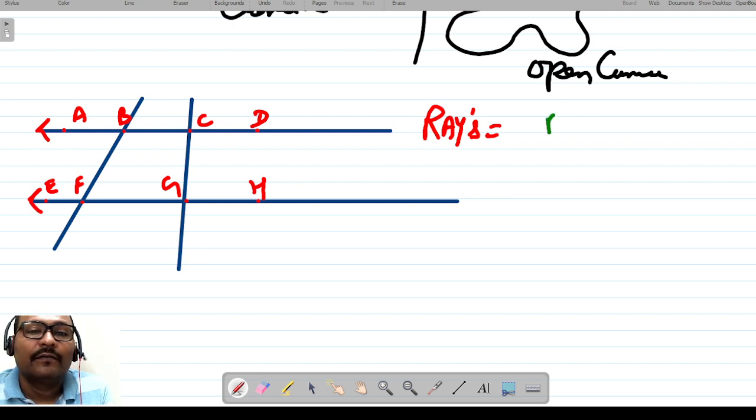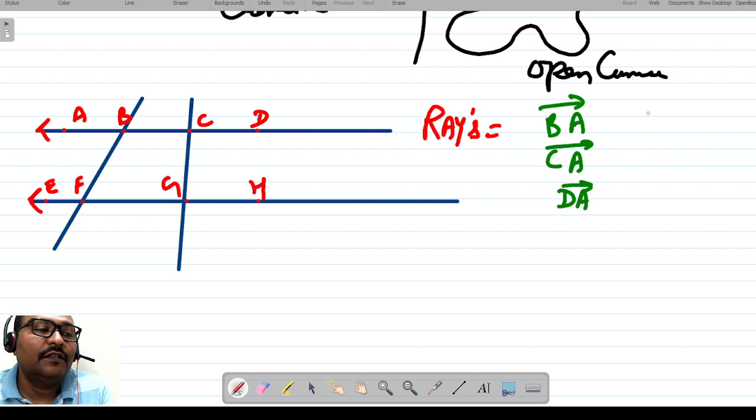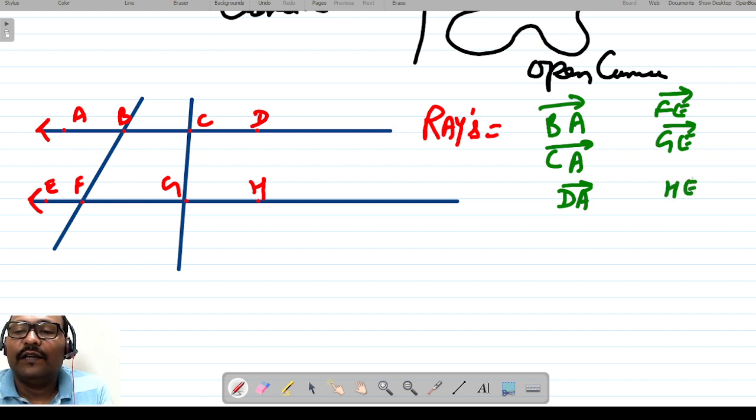BA is a ray. CA is also a ray, right? DA is also a ray. Similarly, in the lower parallel line, you can see FE is a ray, GE is a ray, and HE is also a ray.